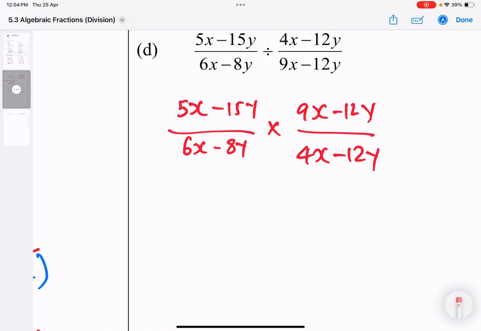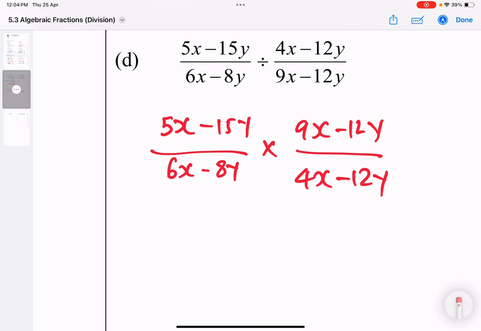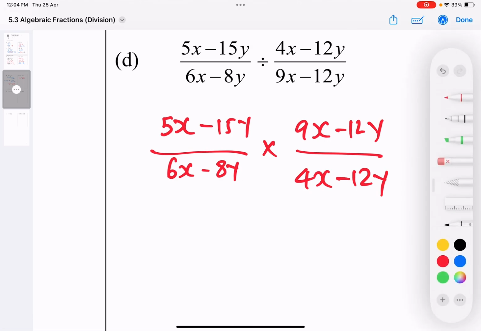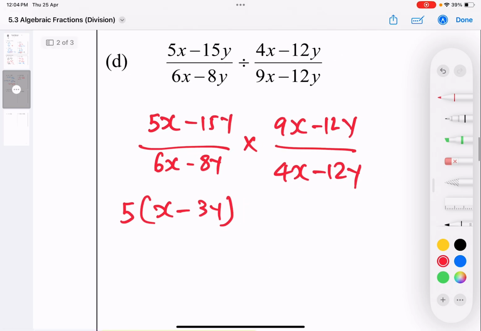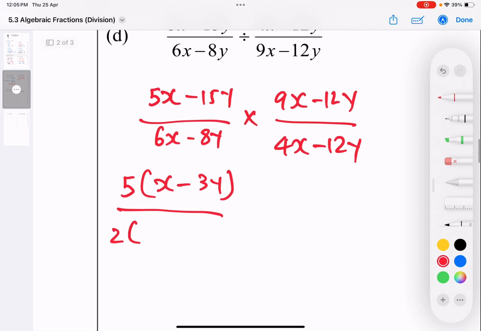Okay, let's go through this question. So first thing, let us try to factorize out the common term. Between 5 and 15, I know that 5 is a common. So I pull out 5, x minus 3y. The bottom here, I know that 2 is common. I factorize out 2, I'll be left with 3x minus 4y.